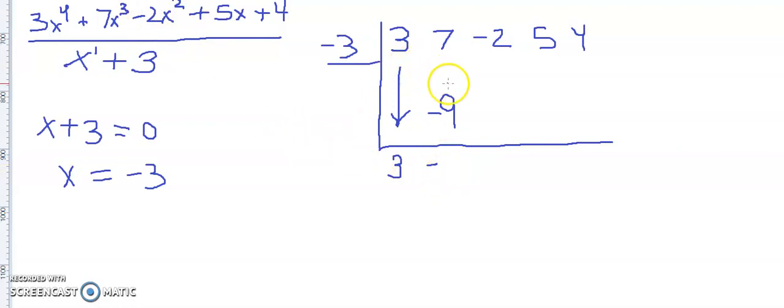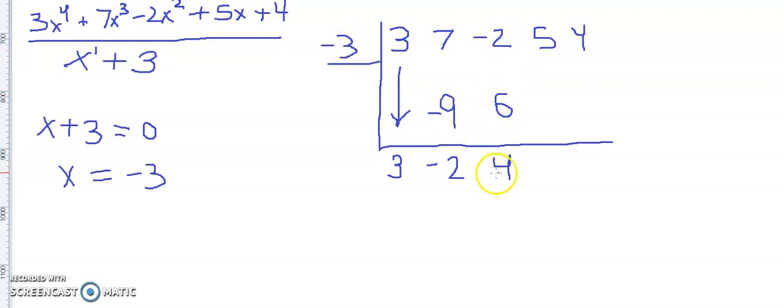Wait, sorry. No, 7 plus -9 is going to give us a -2. There we go. Now there's less confusion. And now, after that, let's do -3 times -2. That'll give us a +6. So -2 plus 6 is 4.